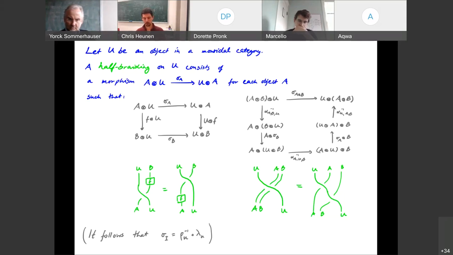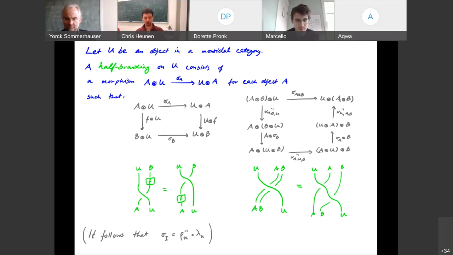And it follows from these requirements, and this is a fun little proof that you can try if you want, that if you have a half braiding on an object U, sorry, let me go again.